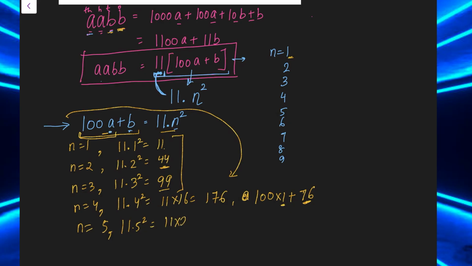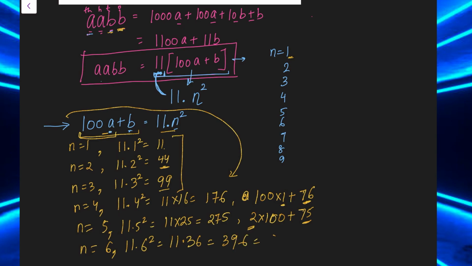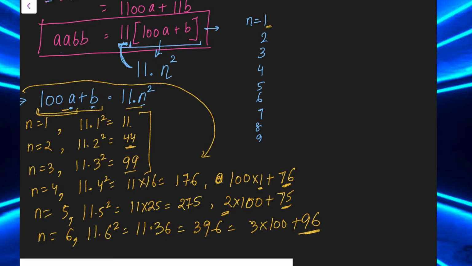11 times 5 square is 11 times 25. And again, using our trick to multiply, this is 275. Now this is again 2 times 100 plus 75. A is 2, but b is 75, which we cannot accept. N equals 6. 11 times 36, using our method of multiplication by 11, this is 396, which can be 3 times 100 plus 96. Again, b does not work here.